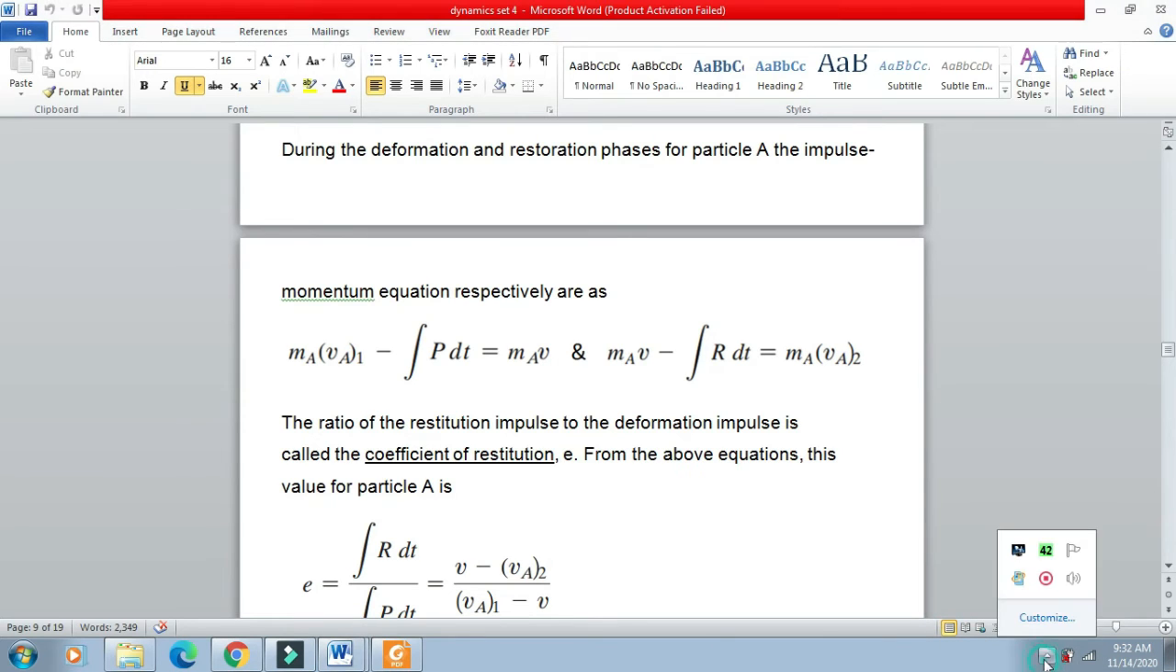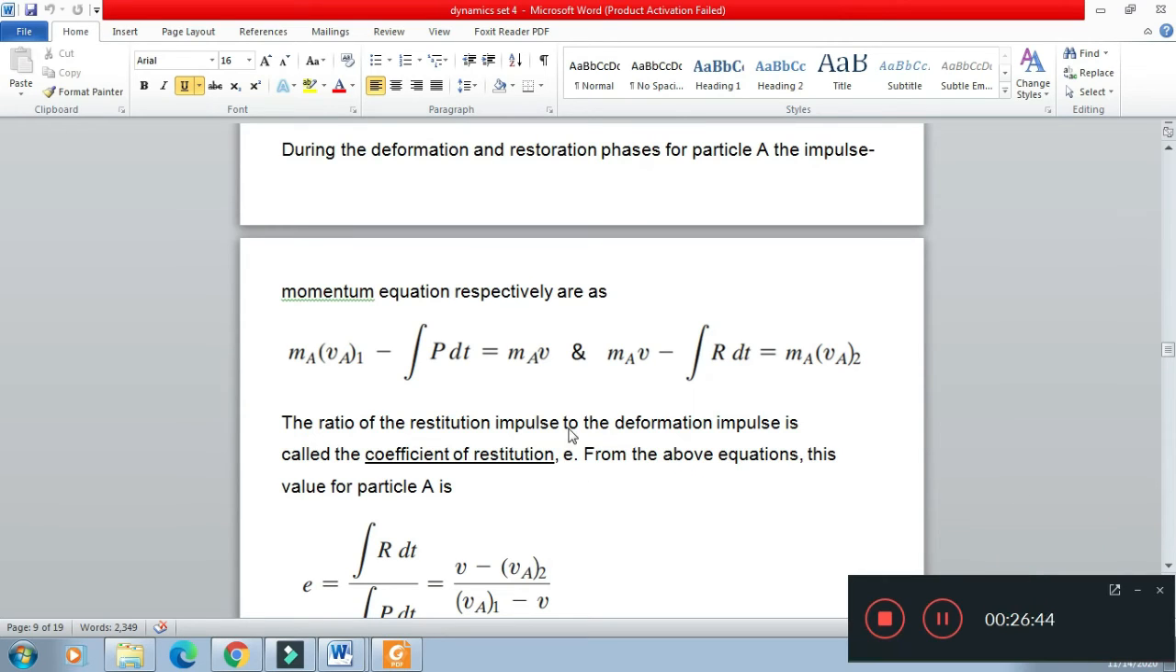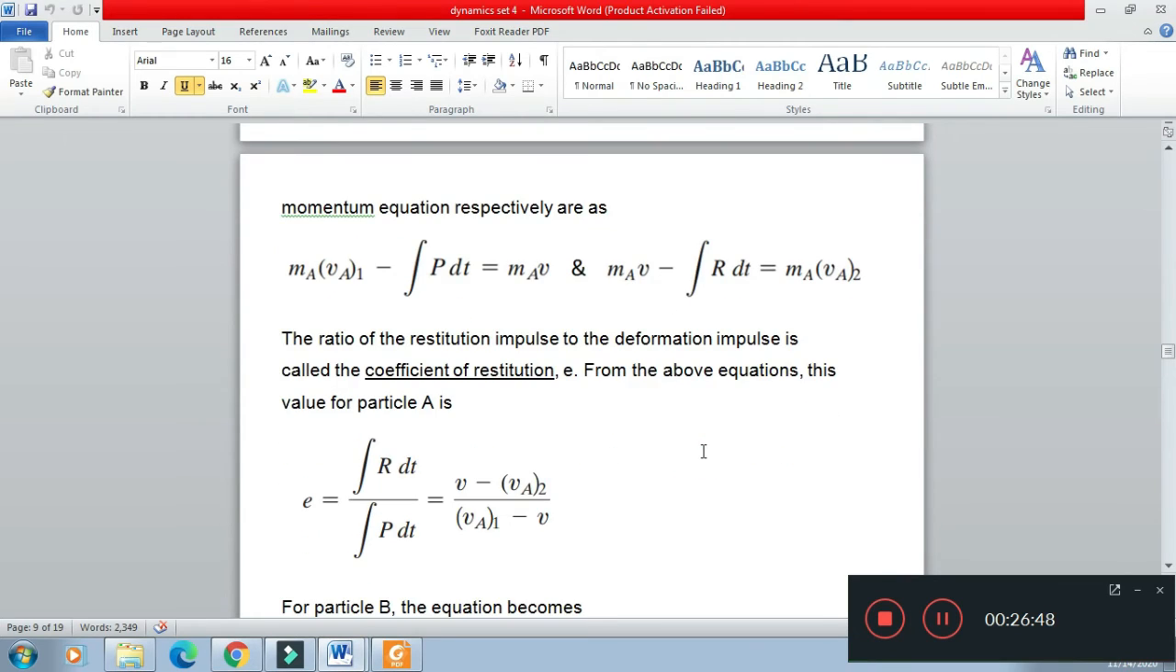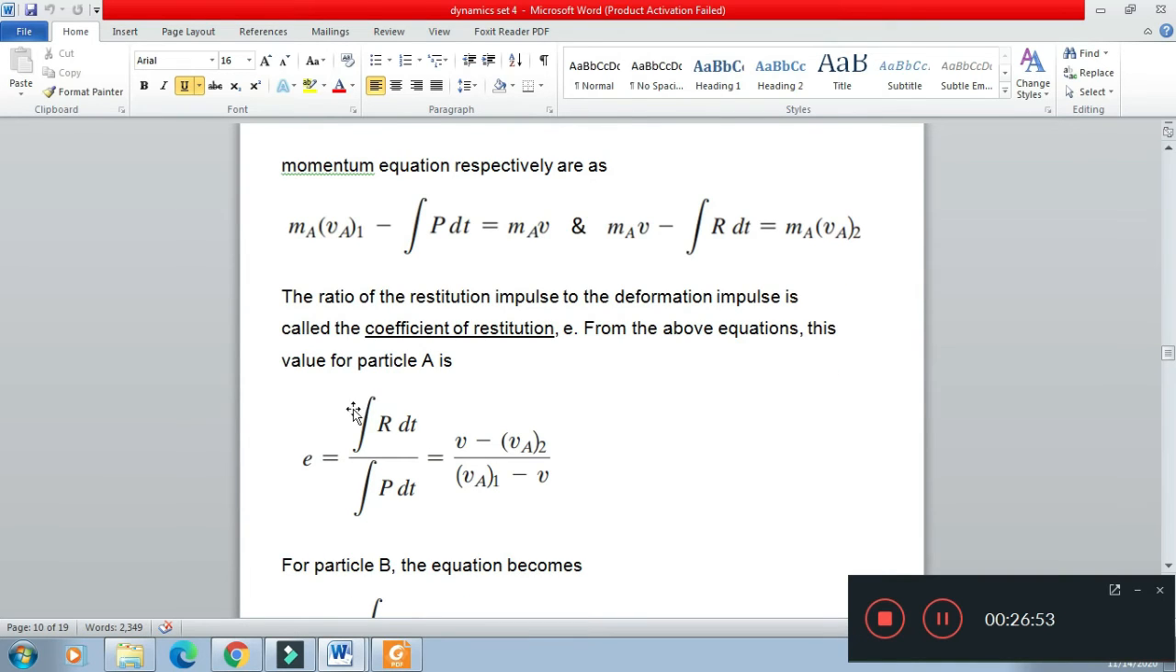So now we define a term which is called the coefficient of restitution. The coefficient of restitution is the ratio of restitution impulse to the deformation impulse. So this is by definition. We calculate the restitution impulse from this equation and the deformation impulse from this equation. So we get the coefficient of restitution in terms of the velocity of particle A.